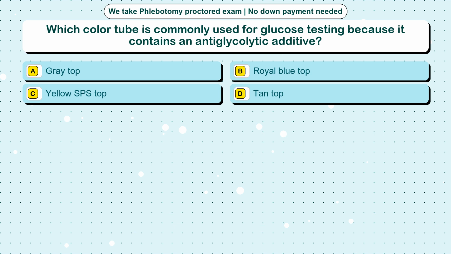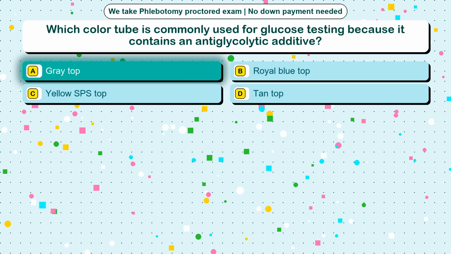Question 43. Which color tube is commonly used for glucose testing because it contains an antiglycolytic additive? Option A, gray top. Option B, royal blue top. Option C, yellow SBS top. Option D, tan top. The correct answer is option A, gray top.